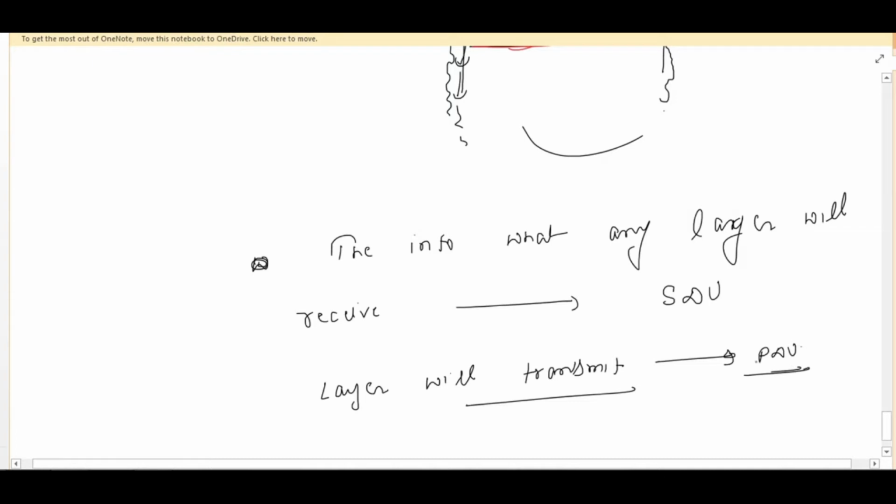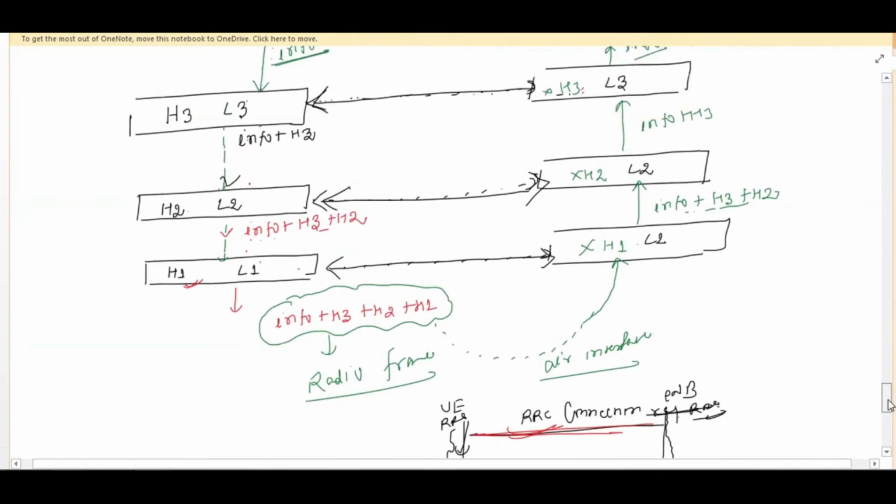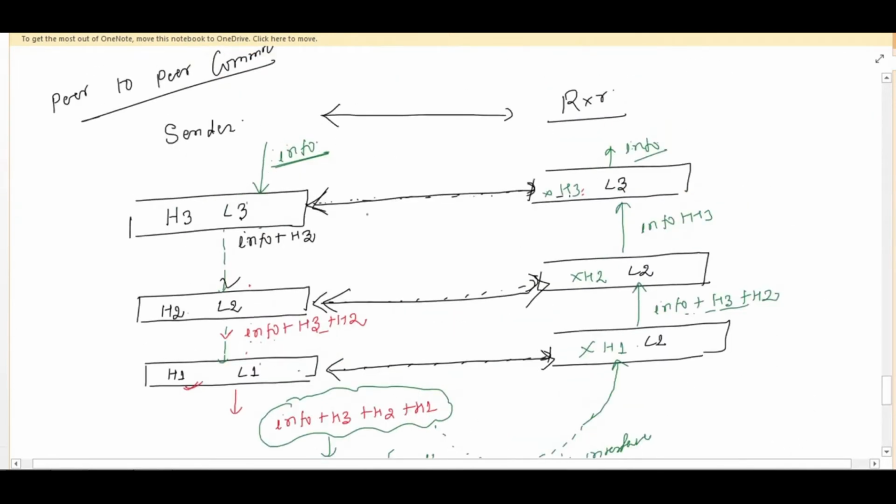This SDU and PDU concept is very important, especially when we come to the RLC layer and MAC layer, where we have to understand their PDU structure: in that PDU, what is the SDU form, what is the SDU size, and how many SDUs are transmitted in one frame. So what any layer receives is SDU, and what that layer transmits is called PDU.